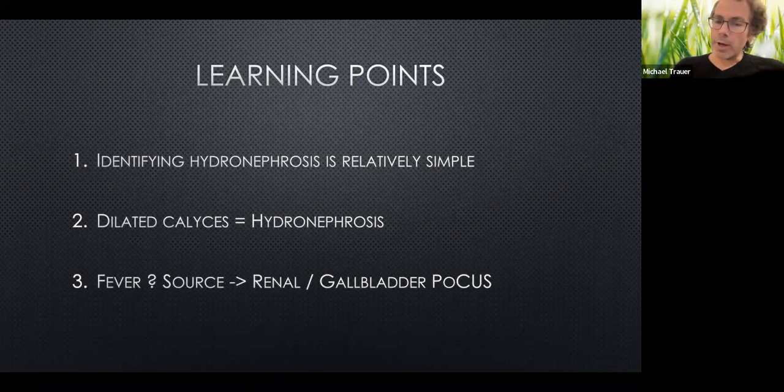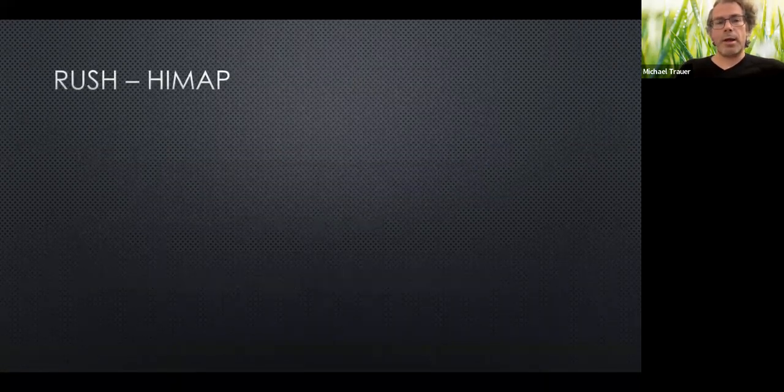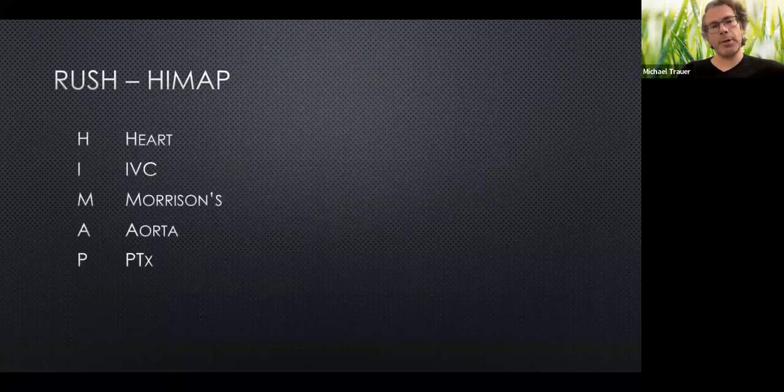As you know, in the new RCEM curriculum, shock is actually now part of the basic scans that we should be able to do. One common shock protocol is the RUSH or HIMAP protocol. Some of you may be familiar with this: H for heart, I for IVC, M for Morrison's pouch, A for aorta, and P for pneumothorax.